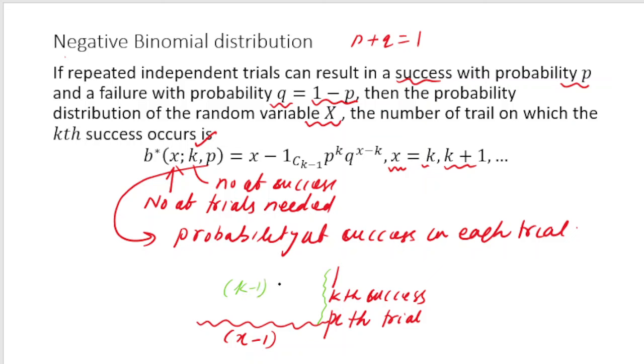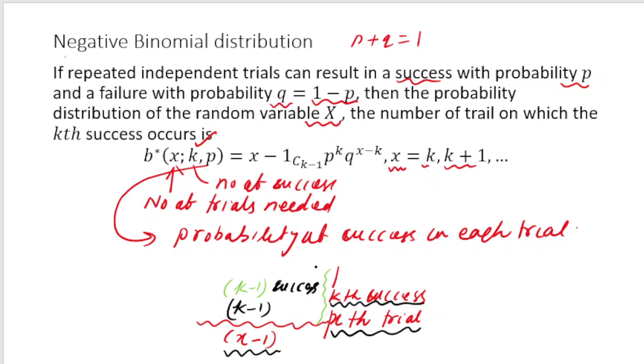You agree to this? This is a very important discussion. I am saying, suppose I am getting the kth success in the xth trial, it means before I perform the xth trial, I have already performed x minus 1 trials. And in the xth trial, I got the kth success, which means up to x minus 1 trials, I have got k minus 1 successes, right?